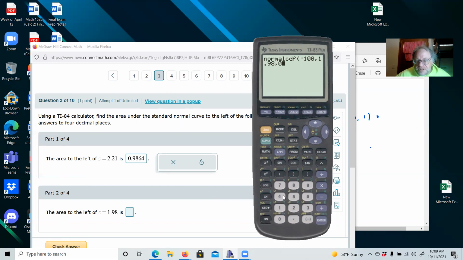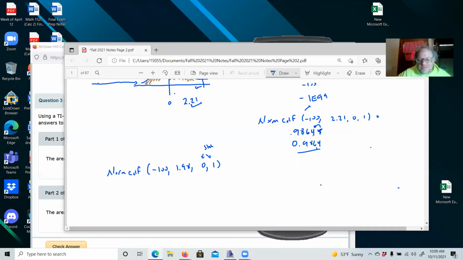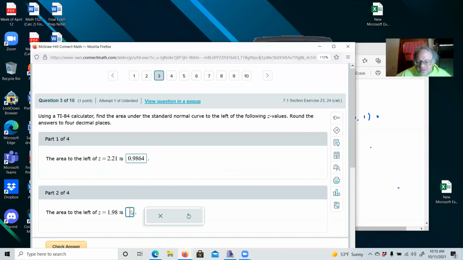And then, big surprise, right? 0.97614. So we ended up with 0.97614. This 4 doesn't contribute, so that stays by itself. So we end up with 0.9761. Okay. So this was 0.9761.